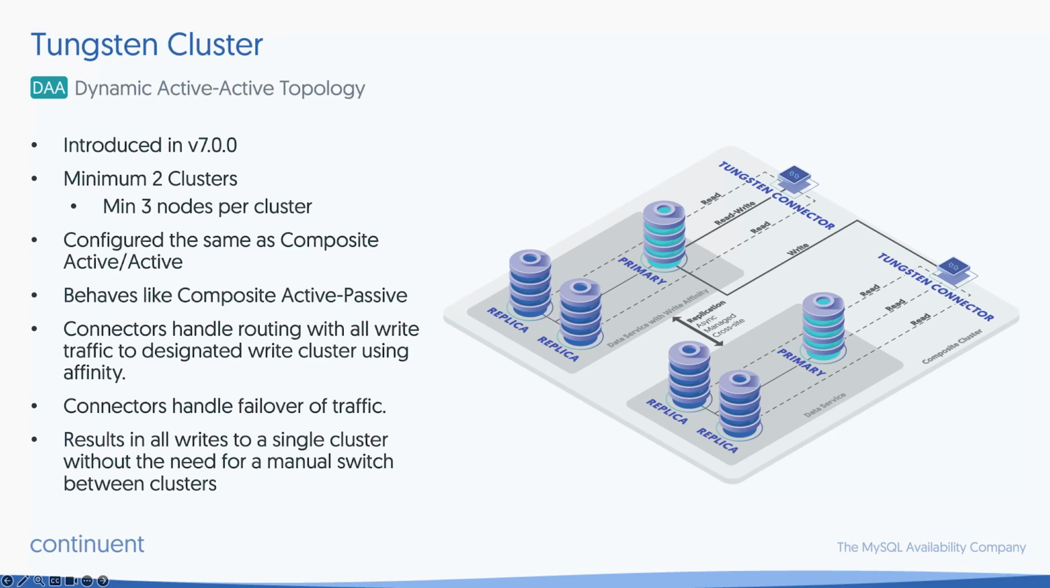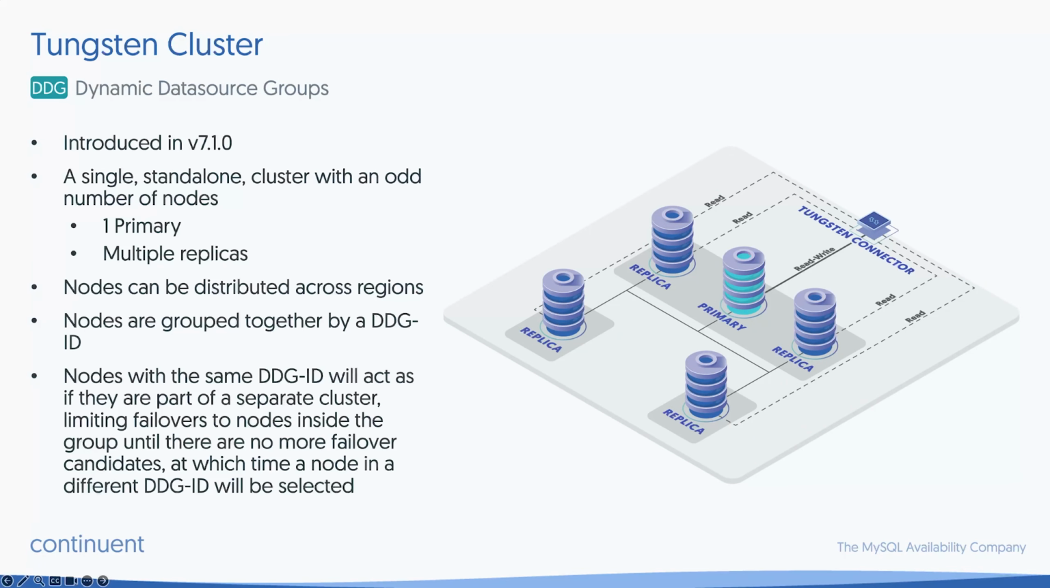Dynamic Active-Active was introduced in version 7 of Tungsten Clustering. Our final topology is Dynamic Datasource Groups, introduced in version 7.1 of Tungsten Clustering. This topology takes the benefit of the composite clusters, such as geo-distribution, but combines them into a single cluster, ensuring you have those DR capabilities, but on a smaller scale without the overheads of needing multiple clusters or the manual failover process of active-passive.